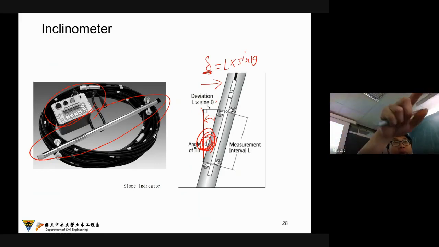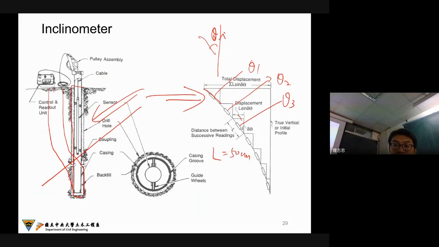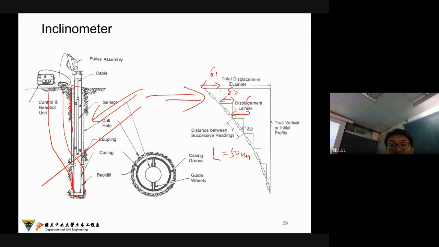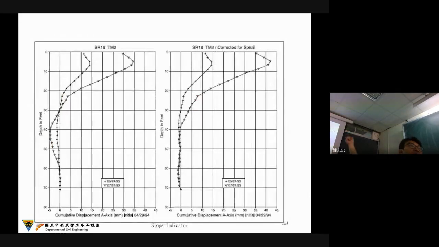You can find inside of the pipe there's a trench, so we guide this inclinometer going down the borehole, and it can easily be brought back. So what can we do? We can calculate each section, I mean the horizontal displacement, right? So I can calculate the accumulated displacement of this ABS pipe. This is a typical measurement from the inclinometer. For each point there's maybe 50 centimeters. This is in feet, but mostly the spacing is 50 centimeters.